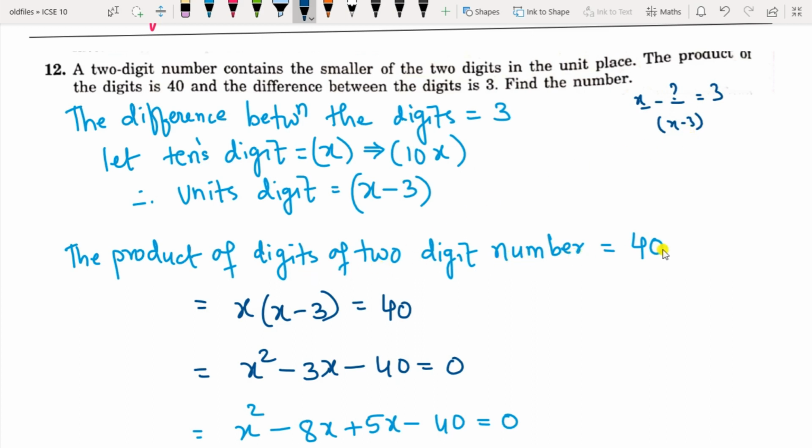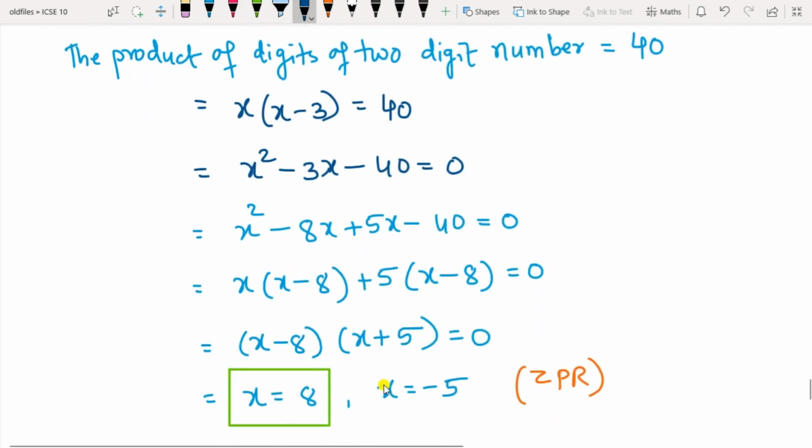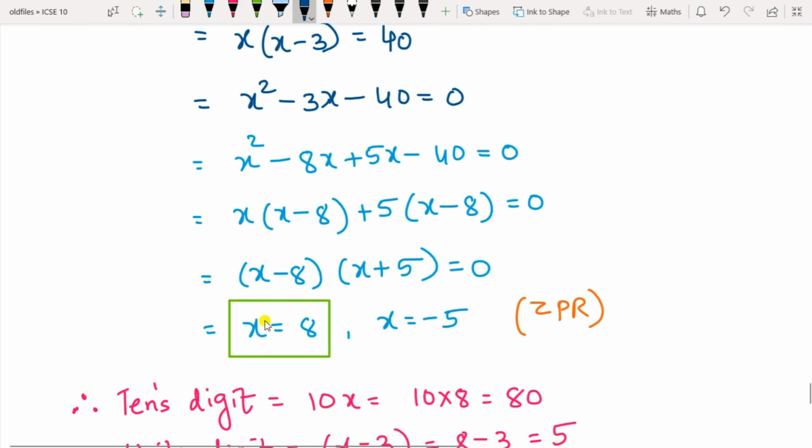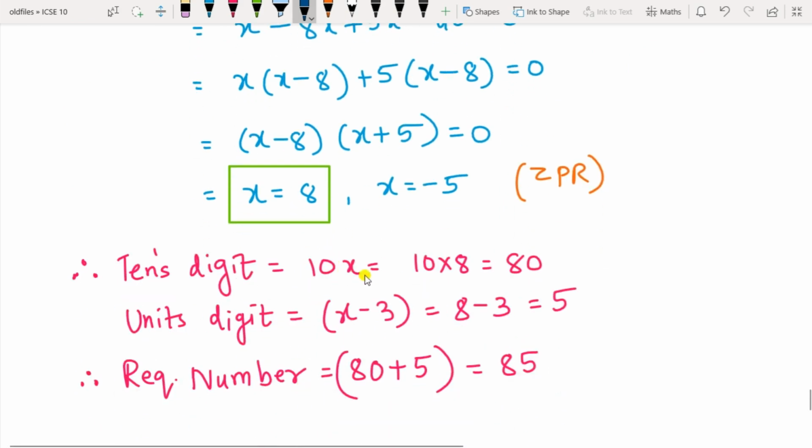Now the product of the two digits is 40. So x into x minus 3 equals 40. Now open the bracket and solve it. You will get the value of x as 8 and x as minus 5. We have to consider the positive value, so x equals 8. So the tens digit part will be 10x, that is 80, and the unit digit will be x minus 3, that is 8 minus 3, which is 5. Therefore the required number is 80 plus 5, that is 85.